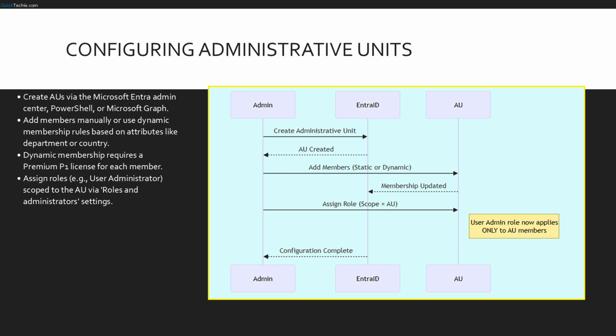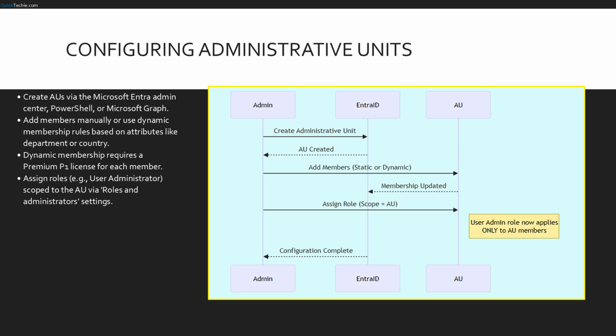For example, you can create a rule that automatically adds any user with the department attribute set to sales into the sales AU. Be aware that using dynamic membership rules requires a Microsoft Entra ID P1 license for each member covered by the rule. After population, the final step is role assignment. You navigate to the AU in the Admin Center, select Roles and Administrators, and assign a role like User Administrator. This applies the permissions strictly to the scope of that unit.